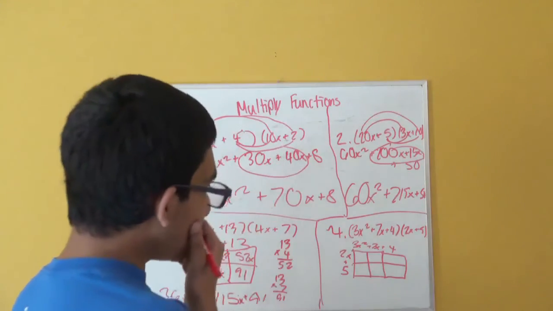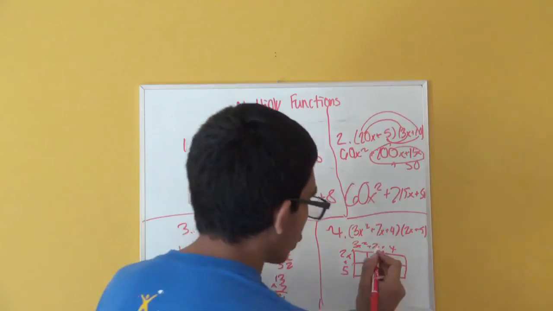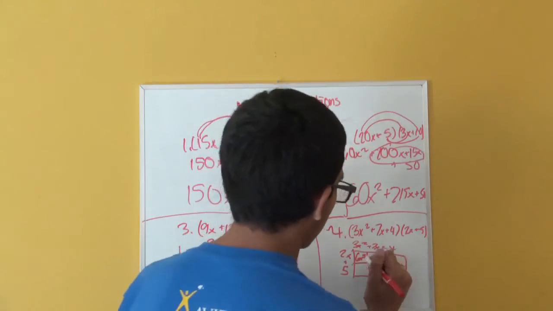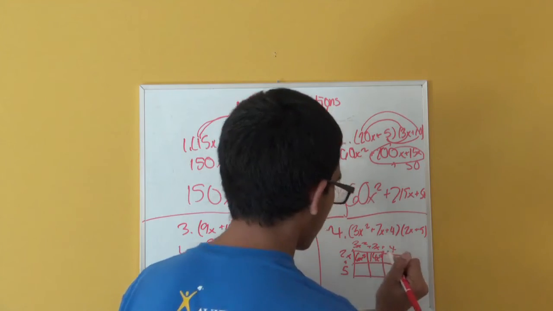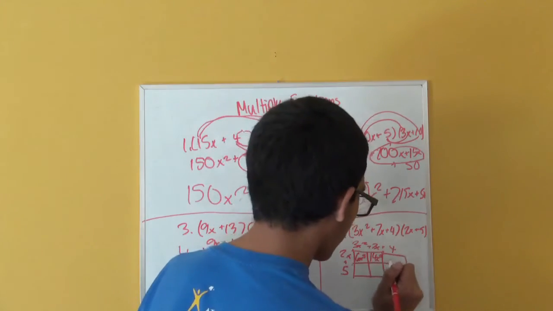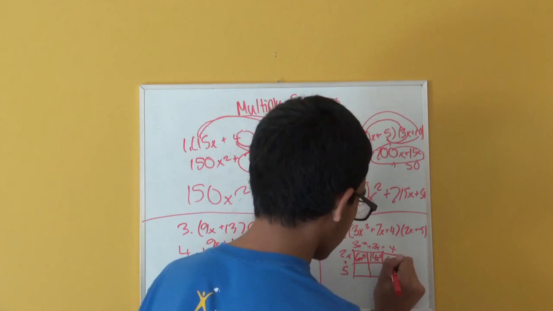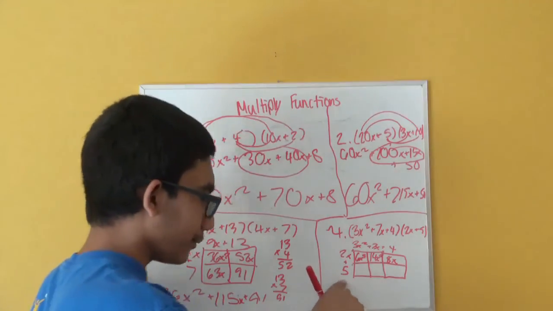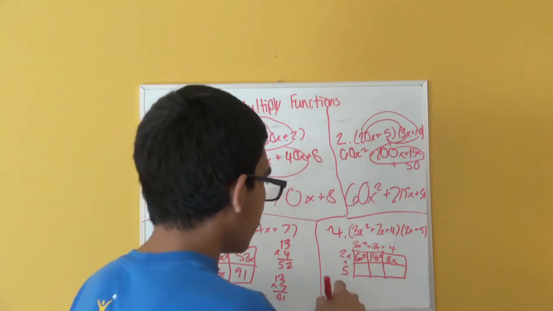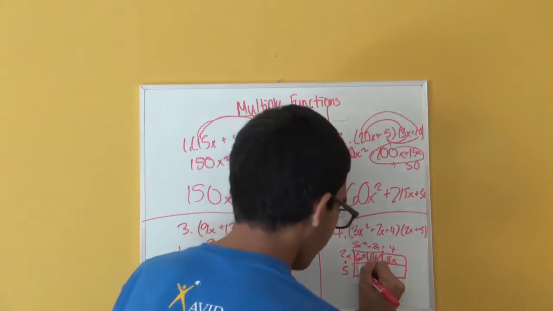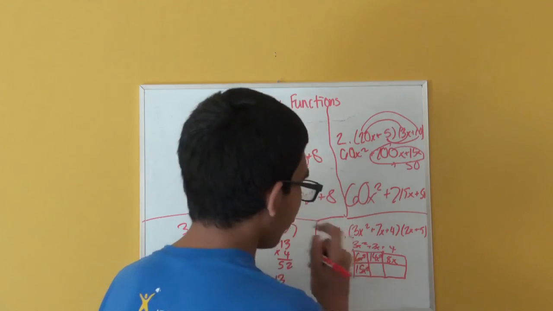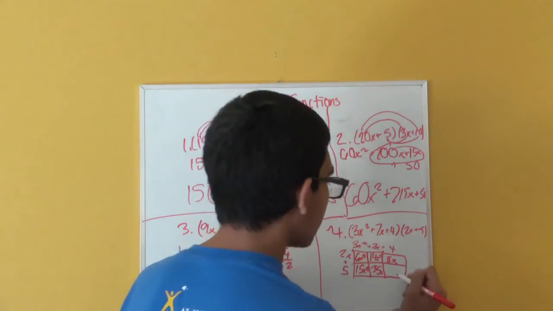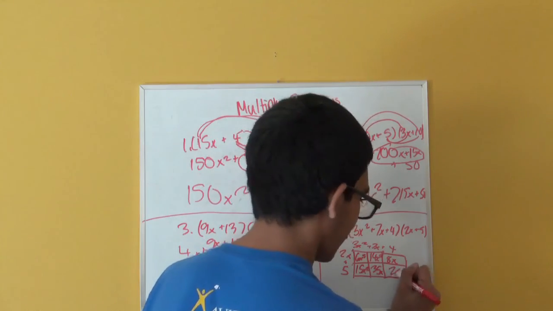So 2x times 3x squared, I know that that's 6x cubed. 2x times 7x is 14x squared. 2x times 4 is 8x. Now let's do for 5. Multiply 5 to each term. 5 times 3x squared is 15x squared. 5 times 7x is 35x. And 5 times 4 is 20.